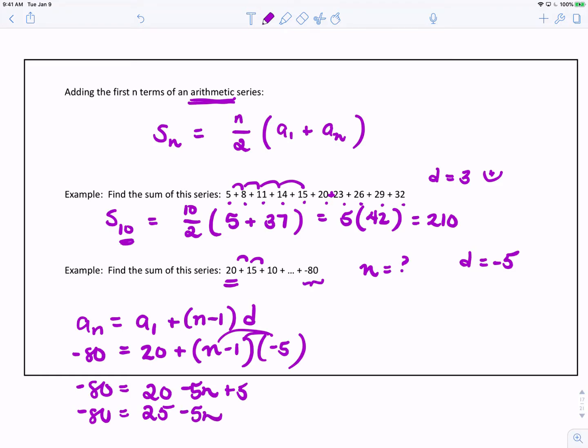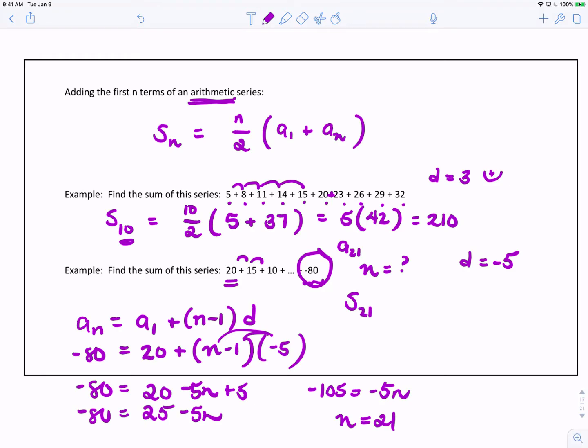And now we're just going to keep solving this for n. So subtracting 25 from both sides. Let's take a look and make sure we're careful with our signs. So we have negative 105 is equal to negative 5n, and dividing by negative 5, we find out that n is equal to 21. So what we just found was that this term is the 21st term in the arithmetic sequence. And so when we're asked to find the sum, we're trying to find s sub 21.